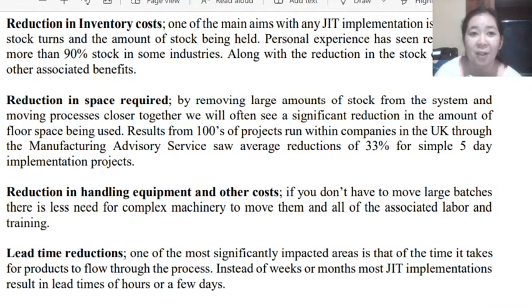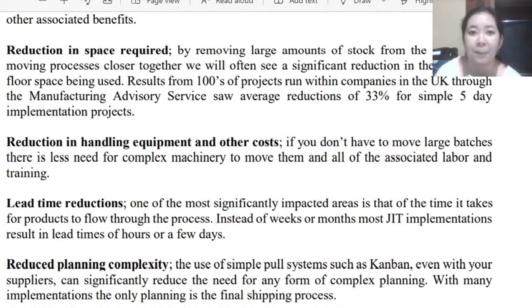Another benefit is reduction in space required because you only order what is needed. Okay, by removing large amounts of stock from the system and moving processes closer together, you often see a significant reduction in the amount of floor space being used. Results from 100s of projects run within companies in the UK through the Manufacturing Advisory Service saw an average reduction of 33% for simple 5-day implementation projects. So see, that's how effective and efficient just-in-time is.